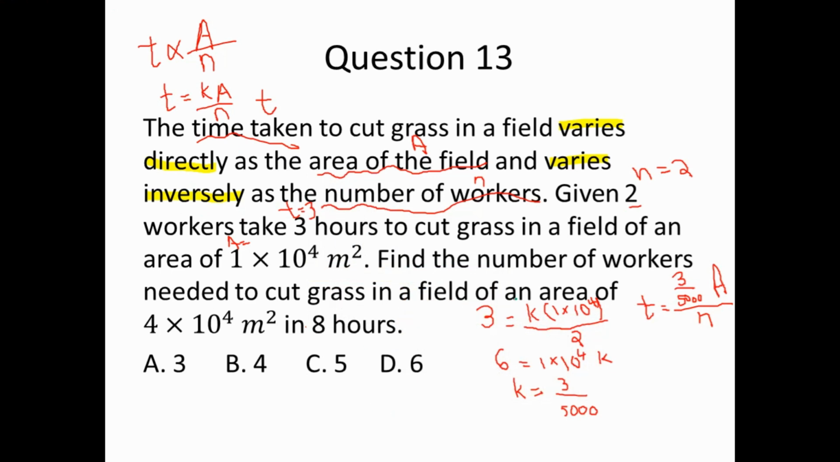Then we continue. Find the number of workers, so we have to find N, needed to cut grass in a field of area A, 4 times 10 to the power 4, in 8 hours. So T equals 8. So 8 equals 3/5000 times 4 times 10 to the power 4 over N, where N is the unknown. So 8N equals 3/5000 times 4 times 10 to the power 4. This is 24. So N equals 24 divided by 8, 3. So the answer is A.